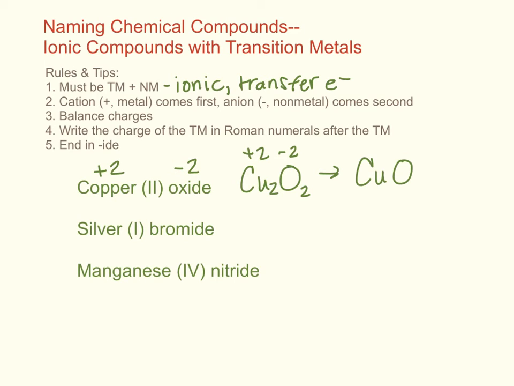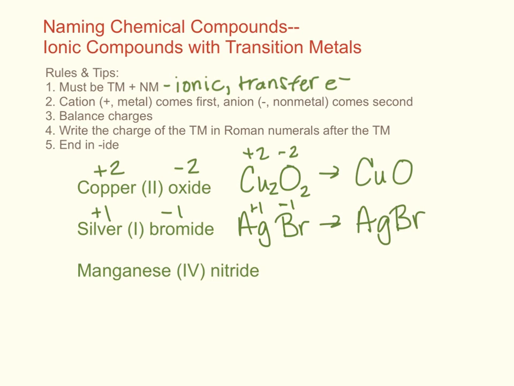My silver 1 bromide, my silver has a +1, and my bromine, I look at my periodic table, my bromine has a -1. So silver, Ag, bromine, Br, +1, -1. So when I swap and drop, it just becomes AgBr.